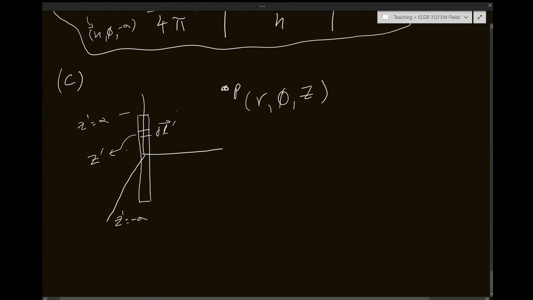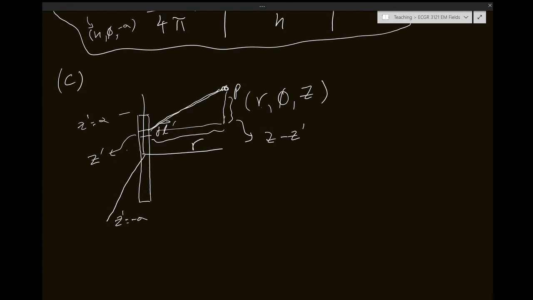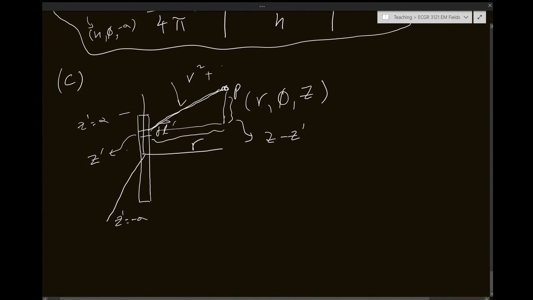So what is the distance here? What is this distance? Well, it's a triangle, right? So this distance here is going to be R. This distance here is going to be Z minus Z prime, and then this distance here is going to be the square root of R squared plus Z minus Z prime squared.